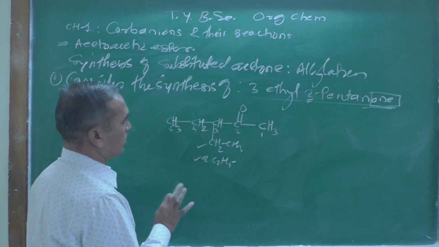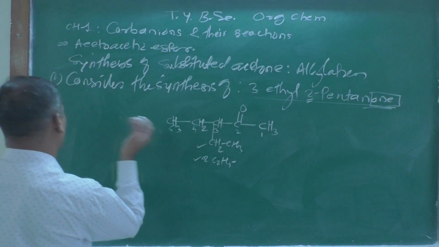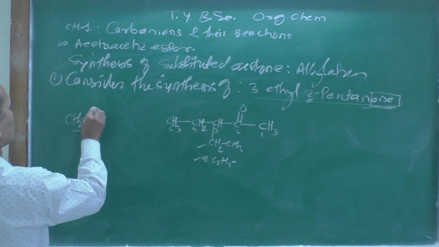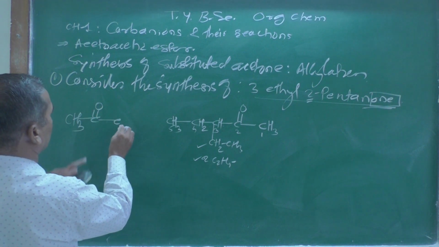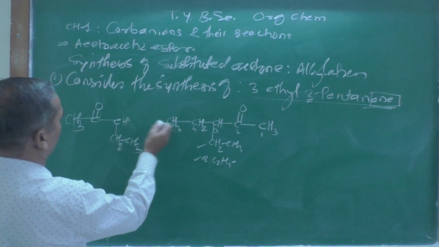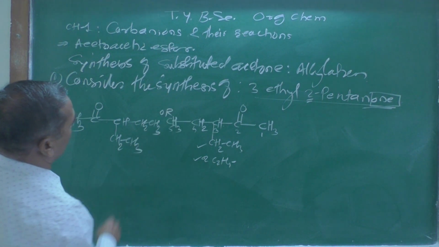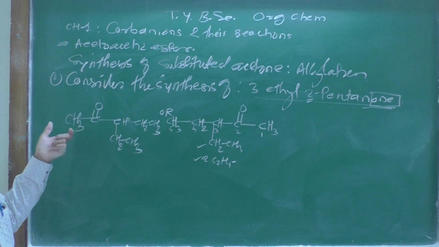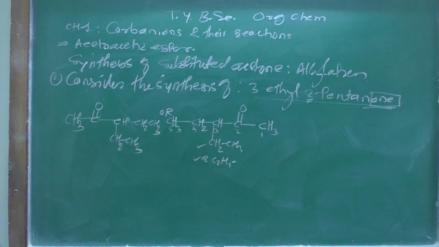Some of the students may write this structure, or for suitability I am writing this compound like this: C double bond O, then CH, then CH2 CH3, another one CH2 and CH3. You can represent this structure either this way or this way, one and the same thing.